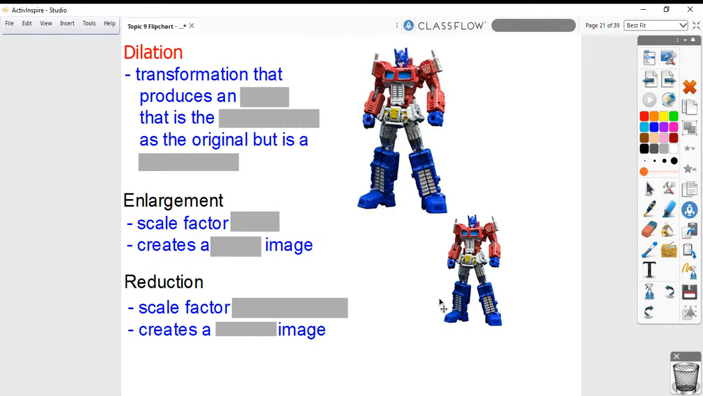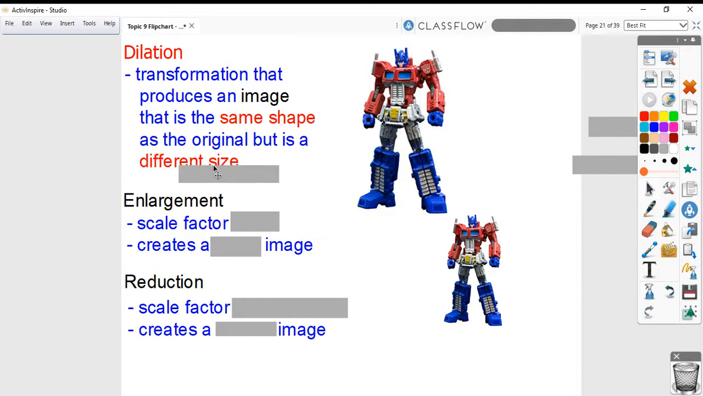This is stuff that kind of goes along with topic 8. Remember we talked about different transformations like reflection and translation and rotation. Well, dilation is another thing that you can do to an object that is sitting on an XY plane. And what it does is it produces an image that is the same shape as your original, but is a different size. So if you want to think back to what we've talked about earlier in topic 9, a dilation produces an image that is similar to the original. Similarity: same shape, different size.